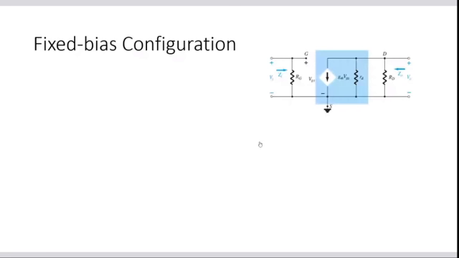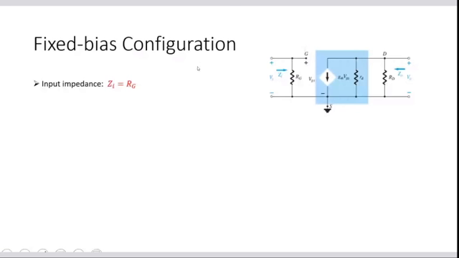The input impedance has only one resistance RG, so Zi is equal to RG. Straightforward. We are not involving anything here. No other resistors are involved. You can see this part is completely away from the input impedance part. So input impedance is very direct. We can see Zi is equal to RG. Next we will be having the output impedance.